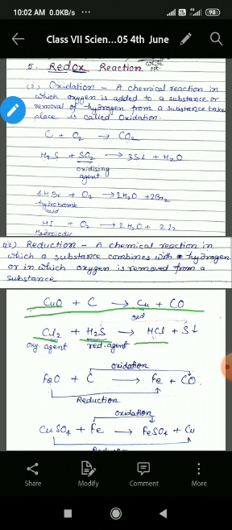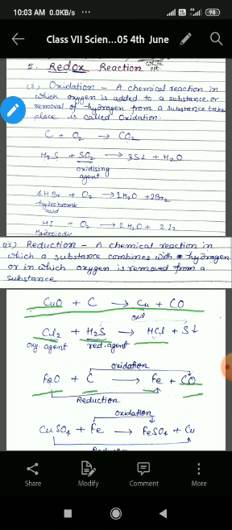So students, see another example here, ferrous oxide, iron oxide, when it reacts with carbon. In this case, it is forming iron plus carbon monoxide. So in this case, students, what is happening? See, before the reaction, carbon was alone, but after the reaction, oxygen has been added to carbon. You can see here, addition of oxygen is taking place. That's why this reaction is called oxidation reaction.